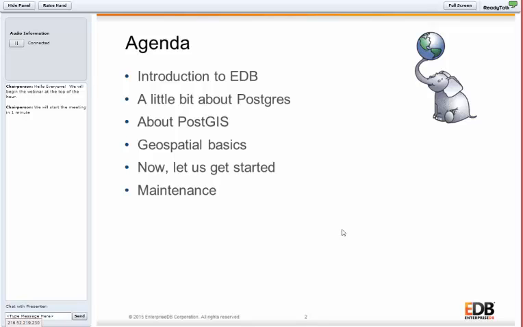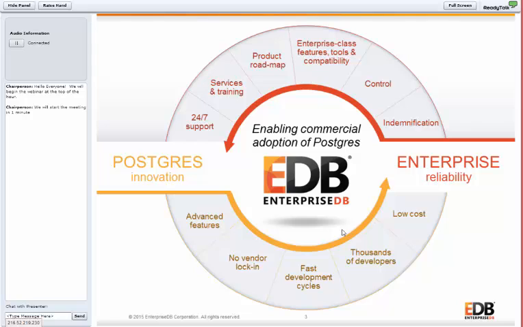So the agenda for today: we're going to give an introduction to Enterprise DB, who we are, what we do, and talk a little bit about Postgres and why it's important in the context of PostGIS. I'll give an overview of PostGIS. We'll cover some geospatial basics that you'll need to get started. And then we'll talk about database maintenance when you have to support PostGIS as a DBA.